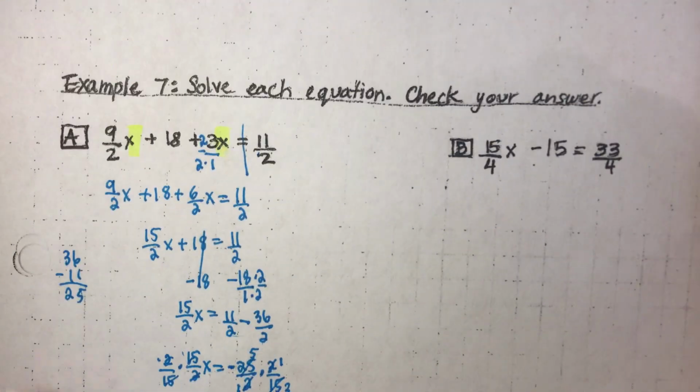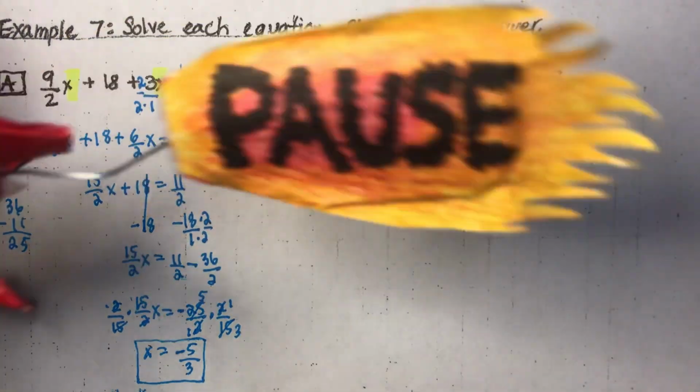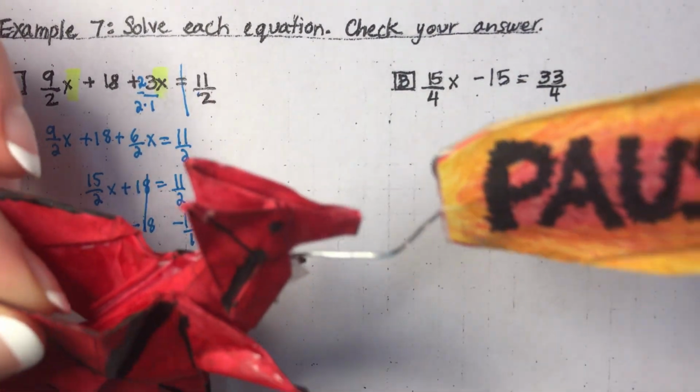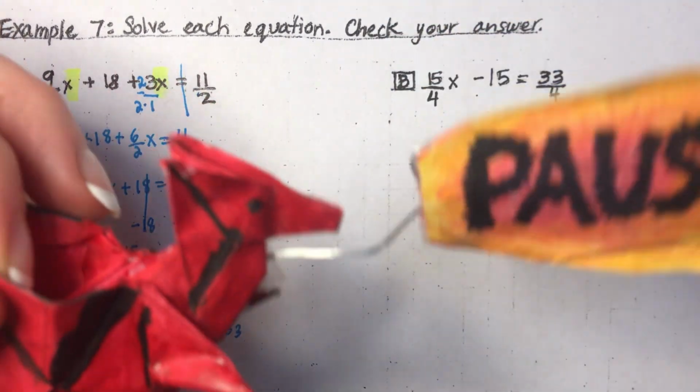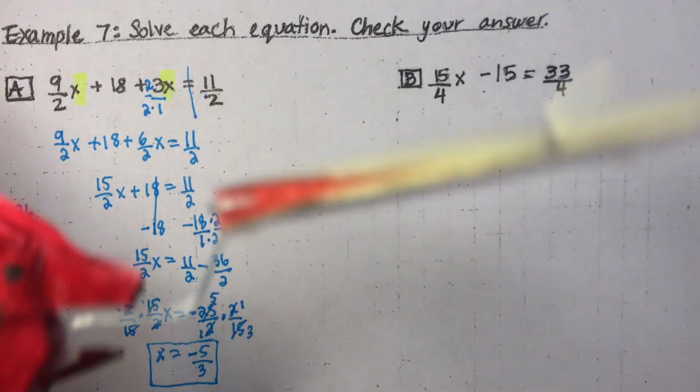Okay, perfect. So now what I want is I want you to try to do B on your own. So go ahead and pause, work it out, and then press play, and we'll go over the problem. Make sure you solve it and do the check. All right, see you in a bit.